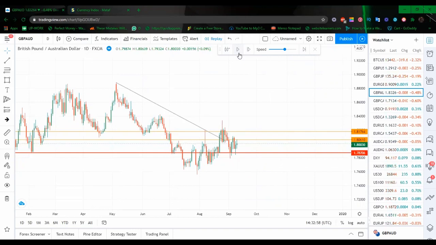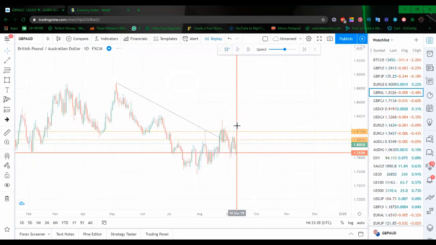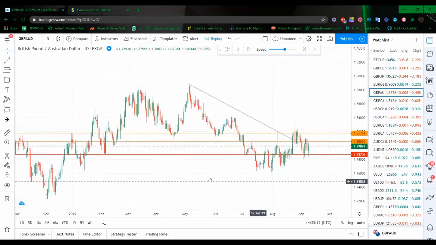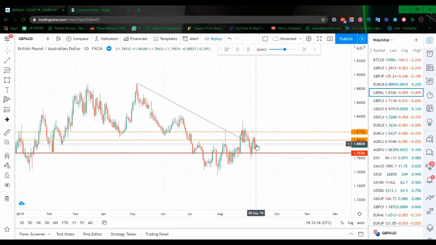Now we have another confirmation. This is the confirmation that should actually take you into the trade. This very confirmation right here should take you into the trade.